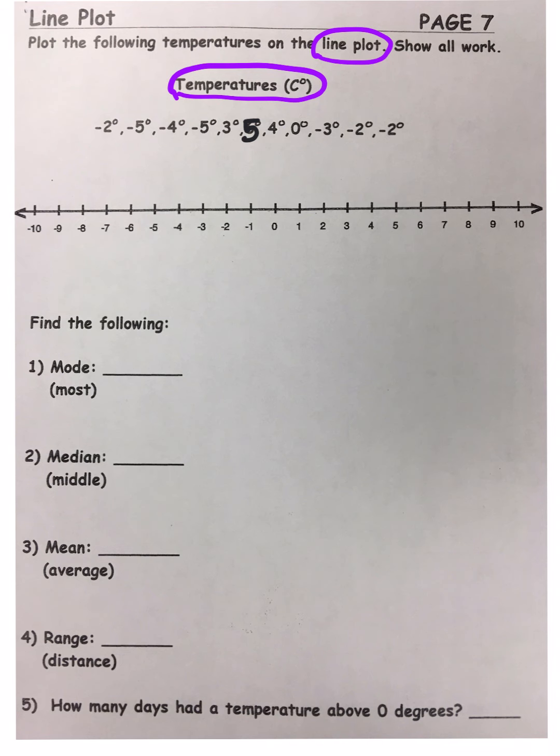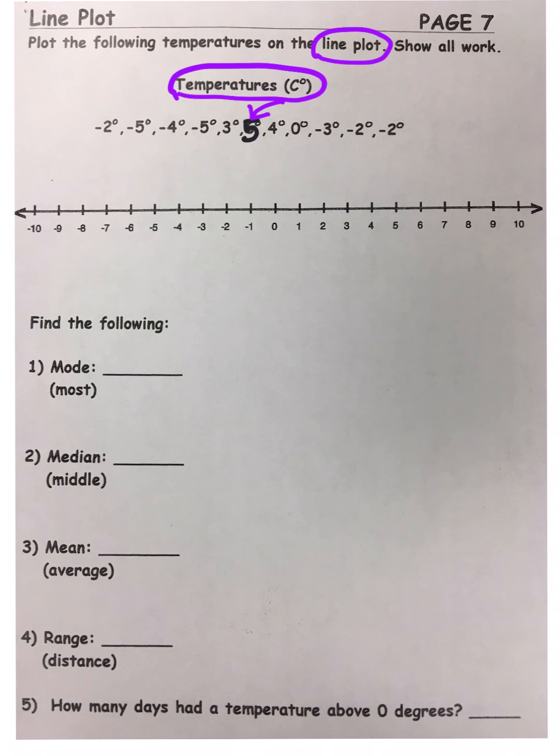But before we get started, please make a quick correction. This temperature should be positive 5. Once you make that correction, we're going to go through and create a line plot. Each temperature given in the list gets an X to represent that particular temperature.